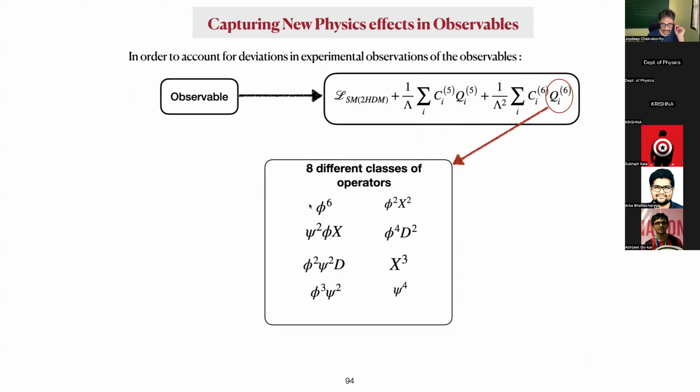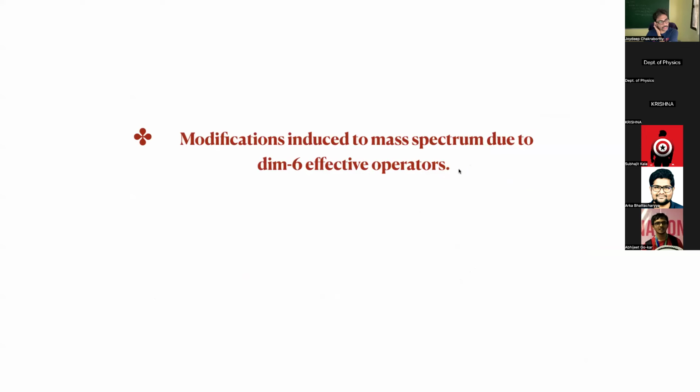So we start with these 8 different classes of operators: phi 6, phi square X square, psi square phi X, phi 4 D2, phi square psi square D, X cube, psi square phi cube, and psi 4. These are the 8 different classes in dimension 6. Right? So first, we try to understand that when we include these effective operators, how the spectrum of my theory gets changed. What is the meaning of the spectrum? Because when you learn the standard model, after the electroweak symmetry breaking, you calculate the masses of the gauge bosons, the fermions, the Higgs, and all those things, right?